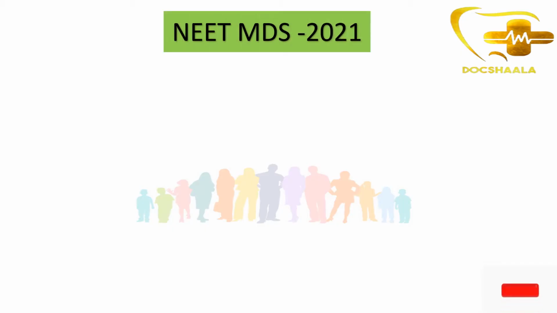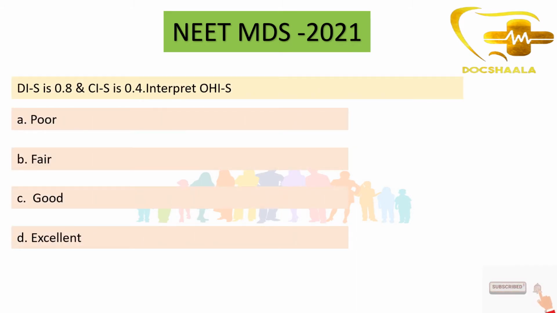So the question they asked in the previous exam was: the DIS is 0.8 and the CIS is 0.4. Interpret OHIS. So they have given the debris index simplified score and the calculus index simplified score, and they are asking you to interpret what the OHIS will be, and the options given were poor, fair, good and excellent. So let us see what OHIS is and how we interpret it.